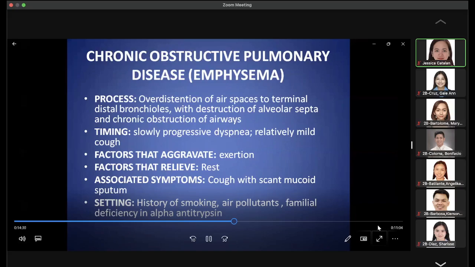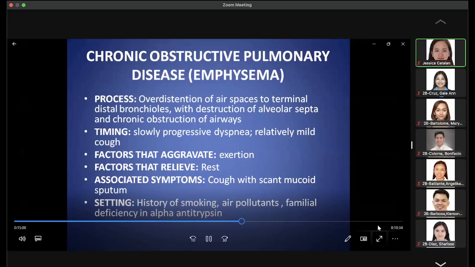So in COPD, there is overdistension of air spaces to terminal distal bronchioles with destruction of alveolar septa and chronic obstruction of airways. So there is a slowly progressive dyspnea among COPD patients with a mild cough, that is usually aggravated by exertion and is relieved by rest. Associated symptoms again is cough with scant mucoid sputum.